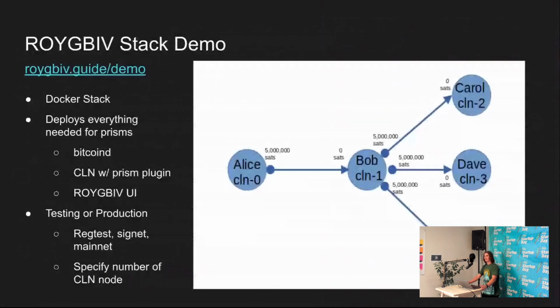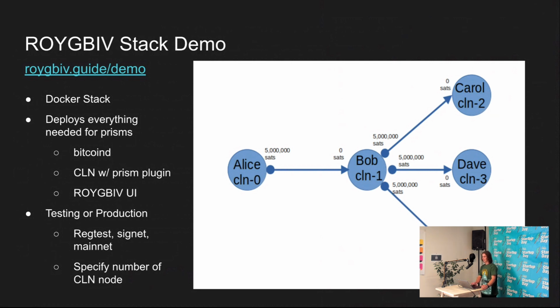I was hoping to do a little demo with some volunteers, so we'll see how that goes, with the Roijubiv stack demo. Derek deployed this Roijubiv stack using his software, Sovereign Stack, and he deployed roijubiv.guide. He also created the Roijubiv stack, which is a Docker stack that deploys everything needed for Prisms. It deploys a Bitcoin node, a Lightning node with the Prism plugin, and the Roijubiv UI. It's designed to be used for testing or production purposes, so you can specify the network that you want your nodes to run on and the number of nodes.